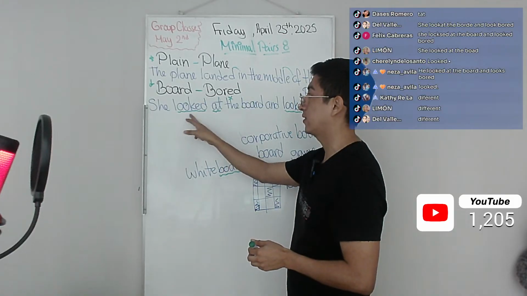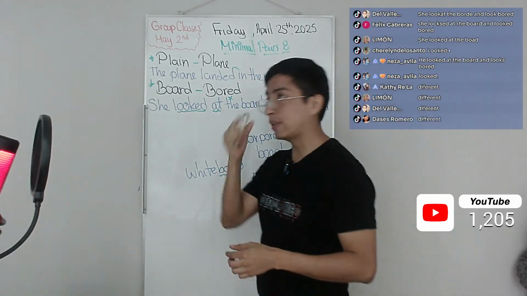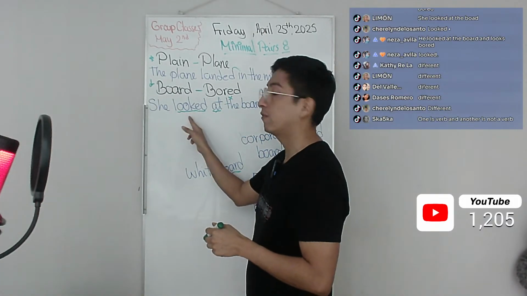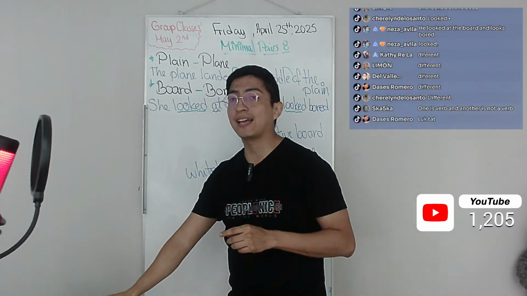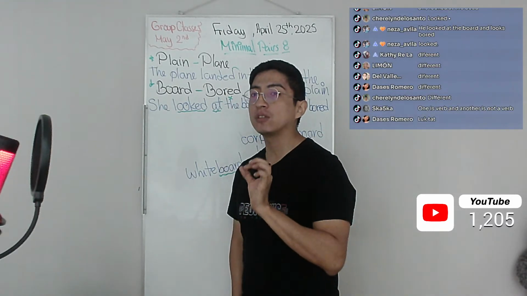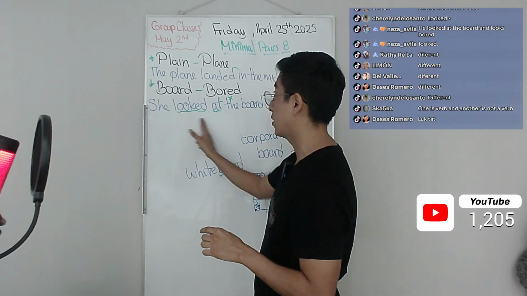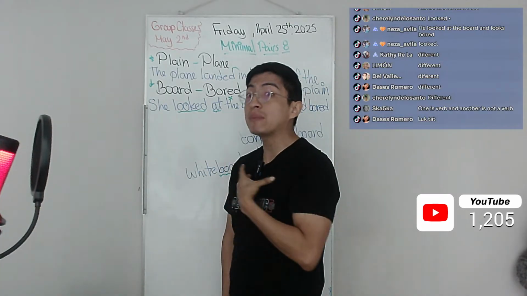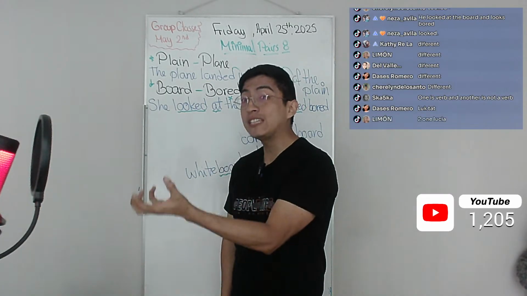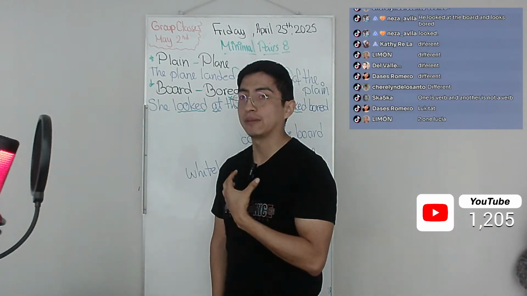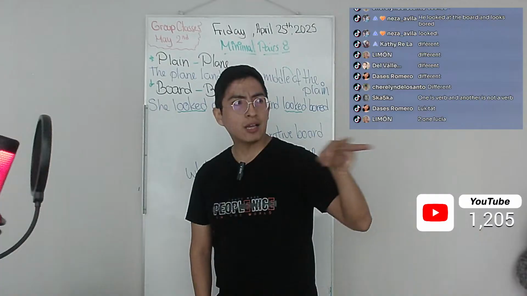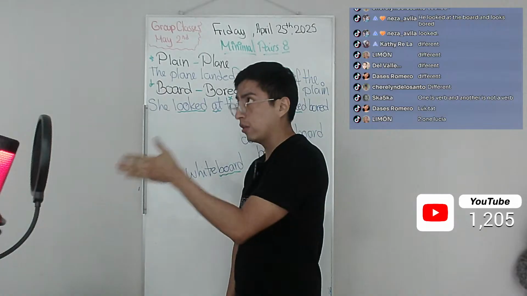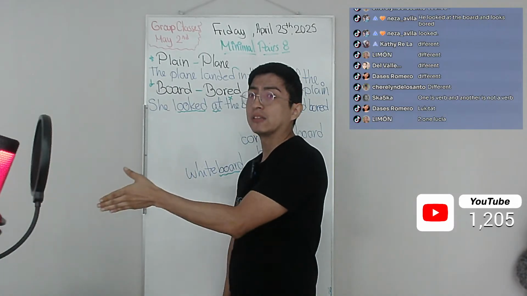In the first case, for example, looked at, we're talking about something physical. This is an action verb. So when you say, hey, look at me, you have to do the action of looking at me. Look at the street. You have to do the action of looking at a specific place.